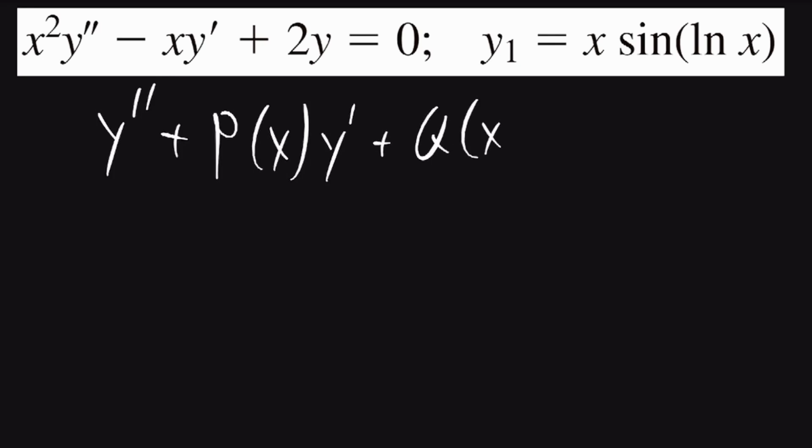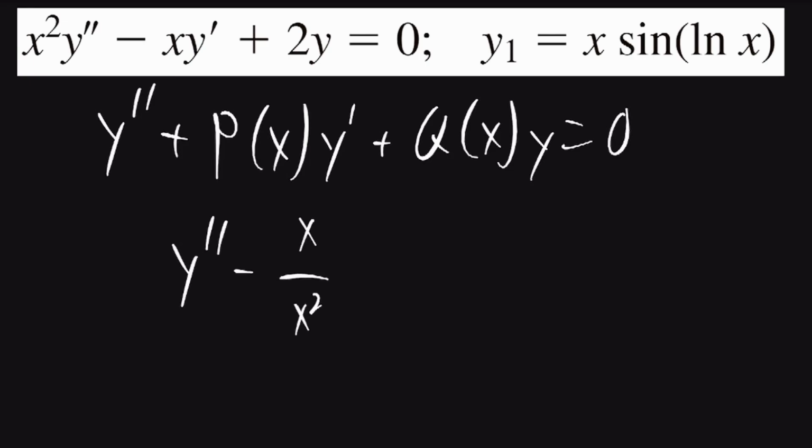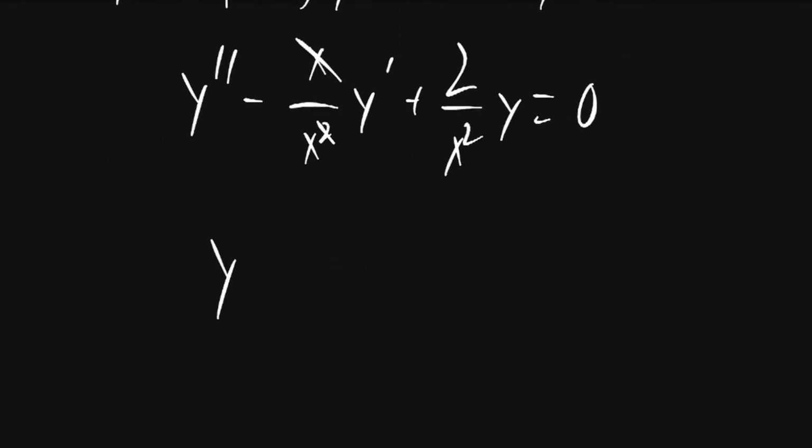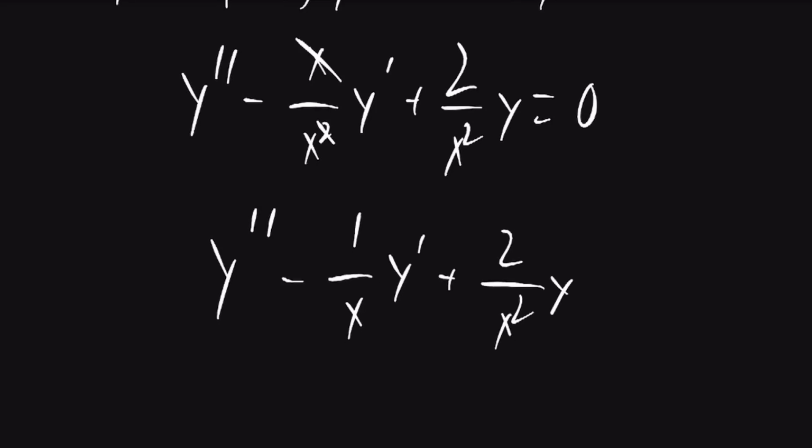For this problem, I'll start by getting into the standard form of y'' + p(x)y' + q(x)y = 0. To do this, I'll divide all the terms by x squared. We'll have y'' - x/x² y' + 2/x² y = 0. These x's will cancel. We'll be left with y'' - 1/x y' + 2/x² y = 0.